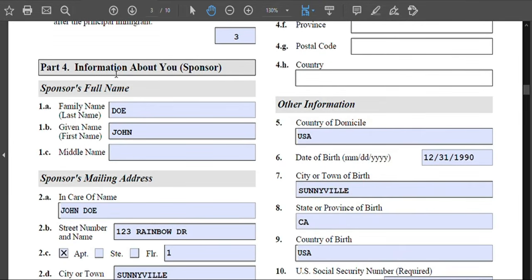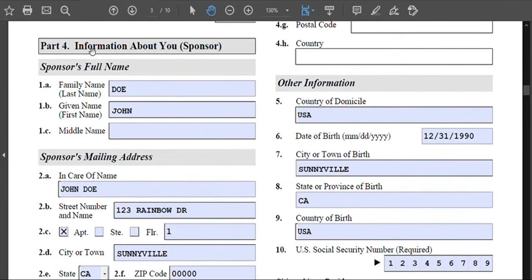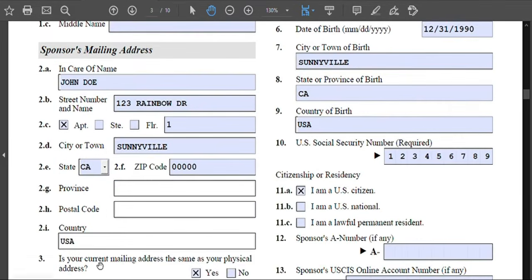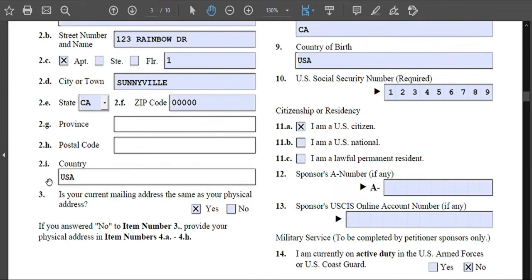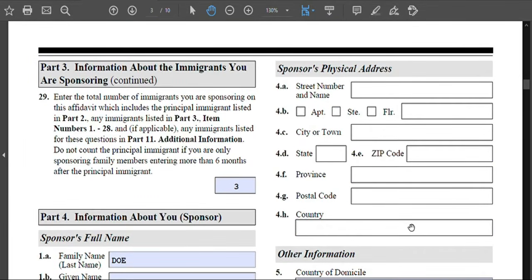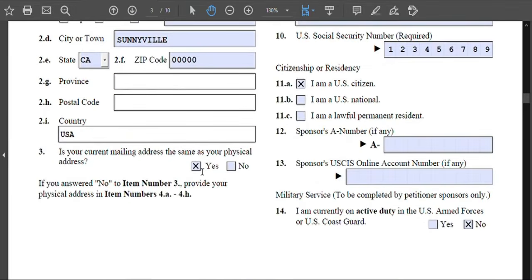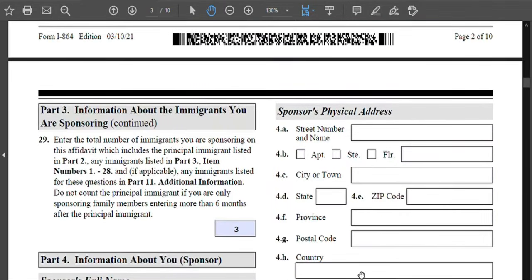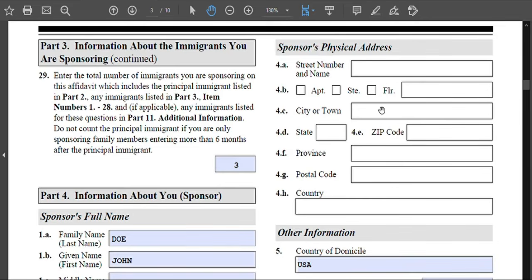So as the joint sponsor, here you will have to fill out your information. So your name, your address, and then right here, as you can see in question 3, it's asking, is your current mailing address the same as your physical address? If you have selected yes to this question, then over here, you can leave this area completely blank, because this address is the same. If your mailing address and physical address are different, then obviously you have to select no and indicate your physical address here.